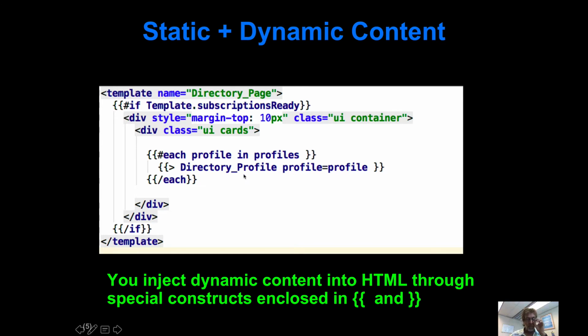Okay, so we're going to come back and look at this a few more times, but the basic idea right now that I want you to see is that the way Blaze combines static and dynamic content is within this template tag. You can just put regular old HTML, plus if you put stuff in this double curly braces, that's called spacebars or handlebars syntax. That is what Blaze uses to figure out how to deal with dynamic content.